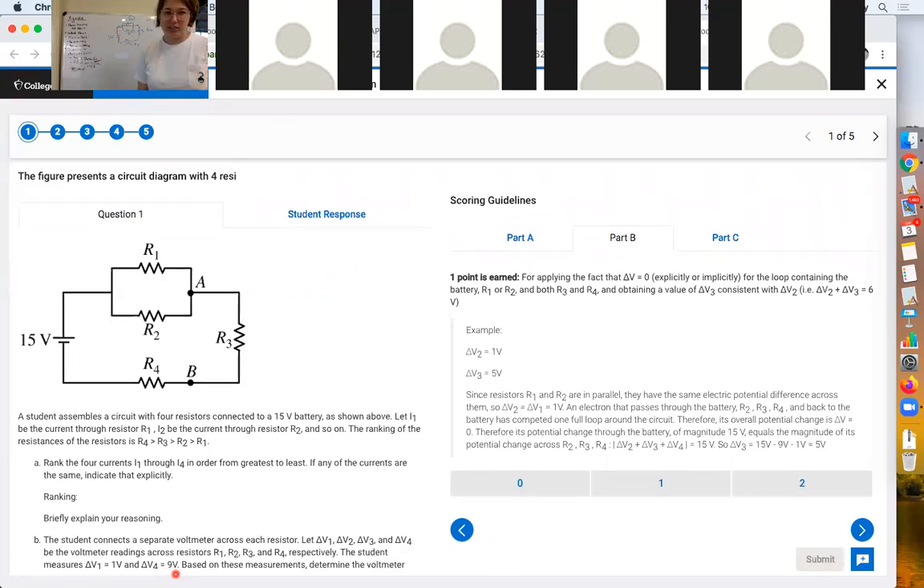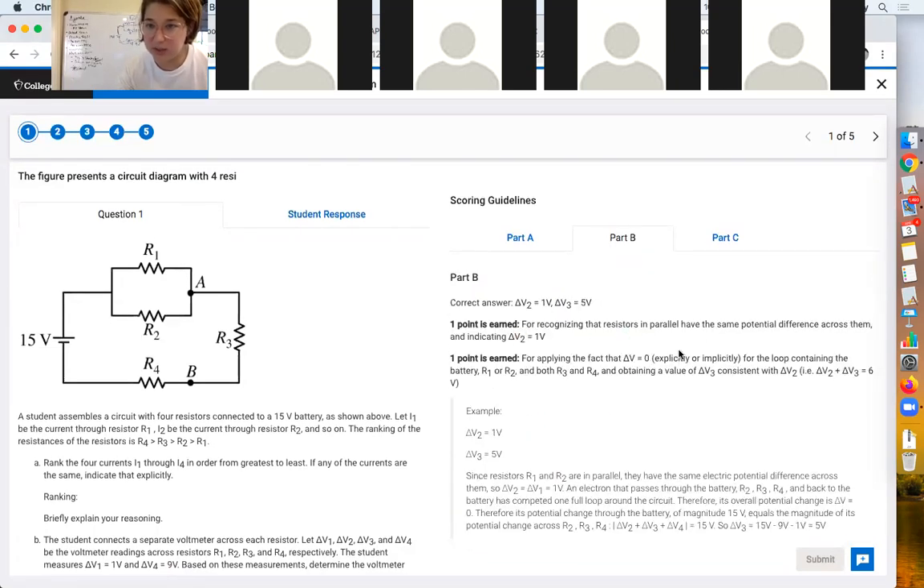And so here, if you switch back to the screen share, it says R and 1 are in parallel, and so you have to say something about the recognition that they're in parallel and therefore have the same potential difference or voltage. In case you were thrown off by the words potential difference, that is just the same thing as voltage, aka the difference in the potential energy from before and after. And then something explaining how the loop has to add up to 15. There's a couple ways you could do this. This would be a perfectly okay way to do it, the one we did on the board.